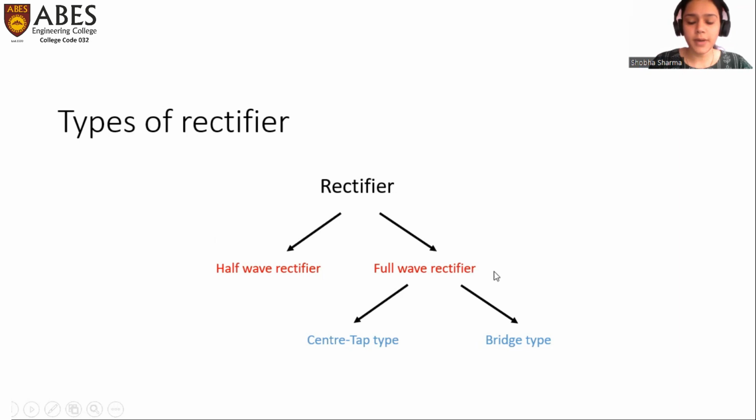In case of full wave rectifier, it produces output for both the halves and it can be constructed using these two types of rectifiers, center tap type rectifier and bridge type rectifier. In this video, we will understand the working of half wave rectifier only.